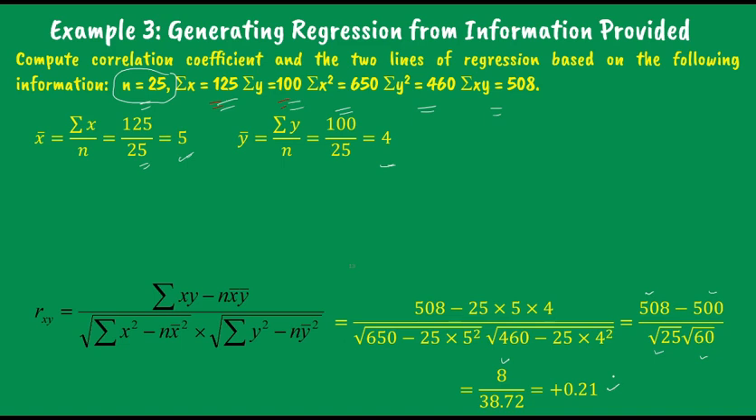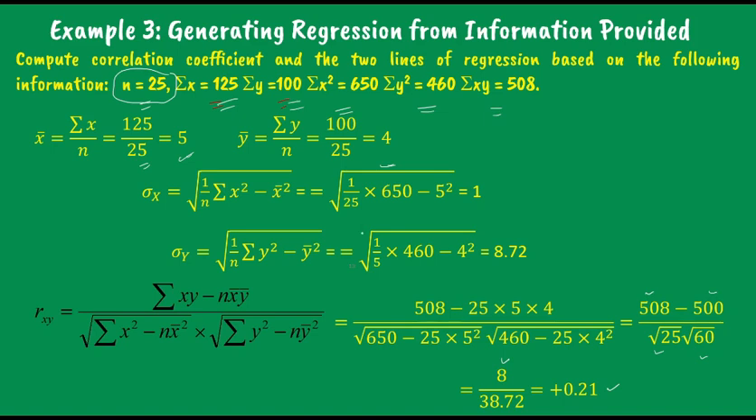Now to calculate the regression equation, we have to first find sigma x. So this is the formula of sigma x. And then we find the value of sigma y. Now we have everything. We have x bar and y bar, which are required to compute the regression. We have sigma x, we have sigma y, and we have r. With these values, we go to the next slide.